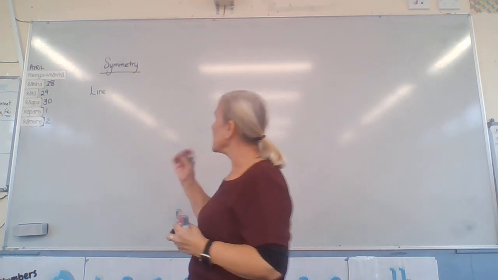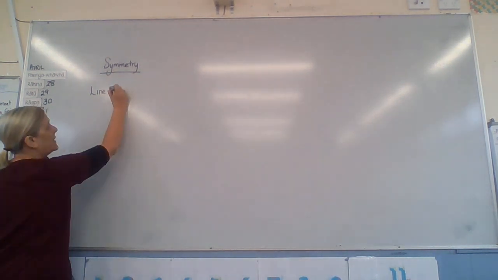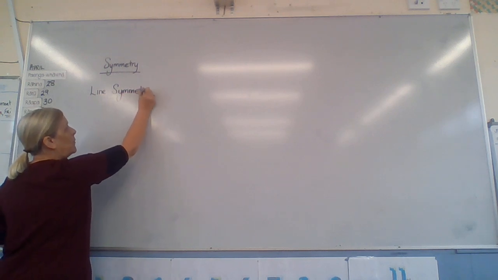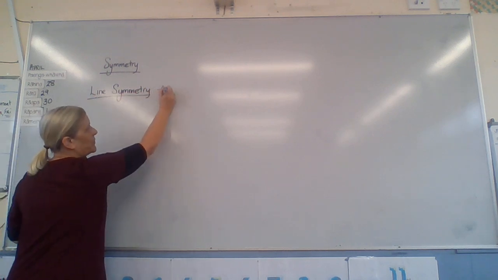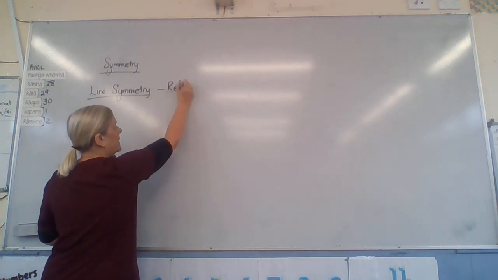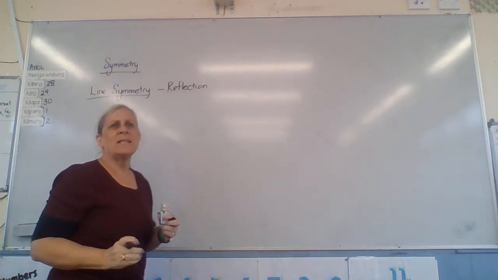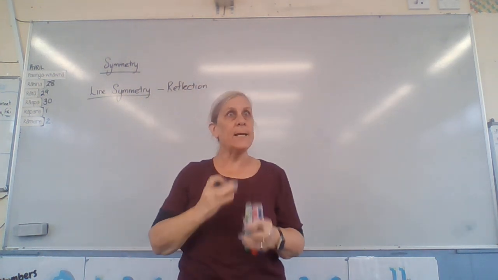Okay, so when we're looking at symmetry, we've got these two things. One is line symmetry, and that one is related to reflection. But it's not reflecting anything. What it's saying is, are there mirror lines in our shape?